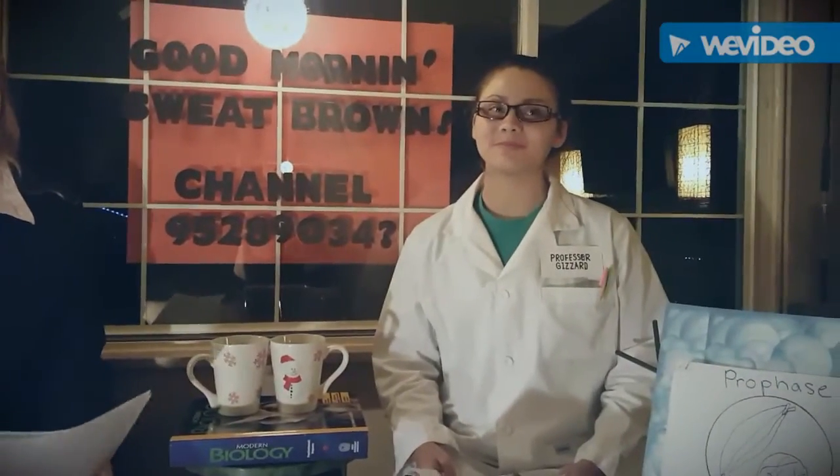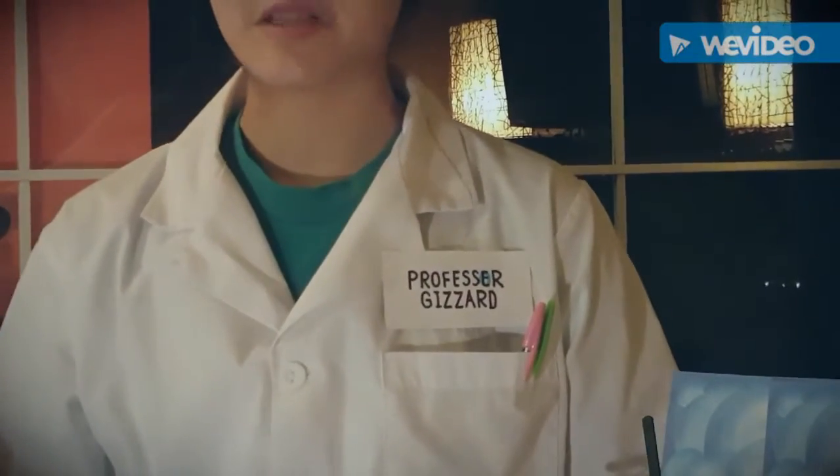Scientists have now discovered that cells divide in two different ways. They are called meiosis and mitosis. Here we have our special guest, Professor Gizzard, to explain more about this outstanding breakthrough. It's a pleasure to be here. Can you first tell us about mitosis?